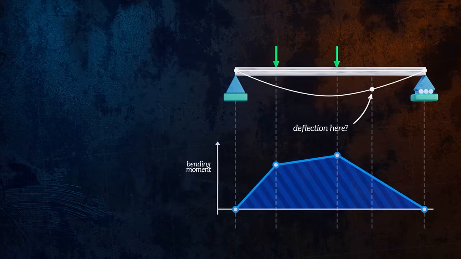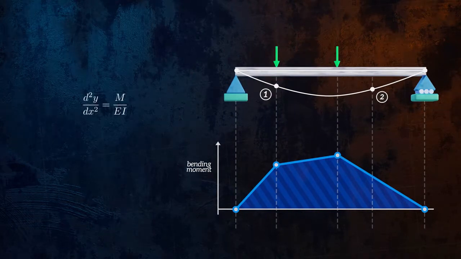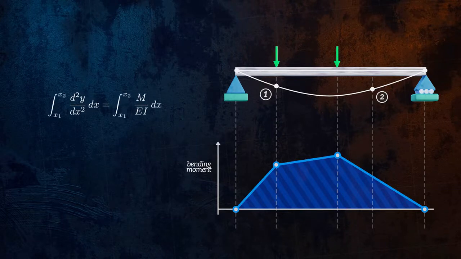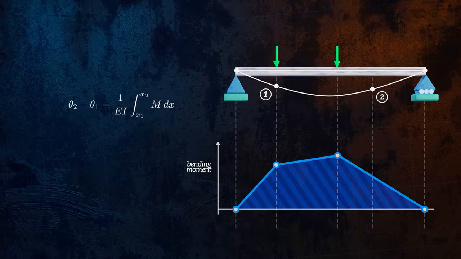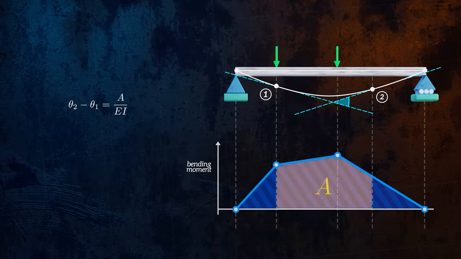If we take 2 points, 1 and 2, and we integrate both sides of the deflection differential equation between those 2 points, we end up with this equation. The term on the left is the change in angle between both points, which we can visualize by extending lines tangent to the elastic curve at the 2 points. And the term on the right is just the area under the bending moment diagram between both points, A, divided by the flexural rigidity, EI, assuming that both E and I are constant along the length of the beam.